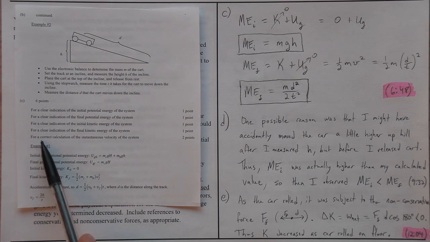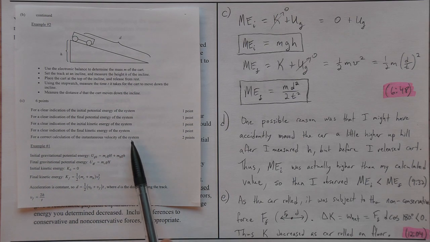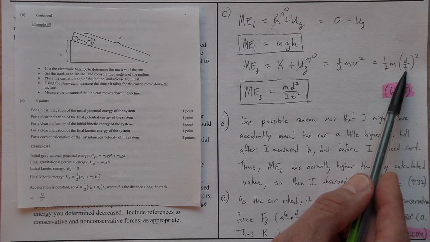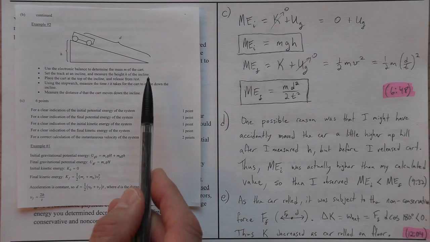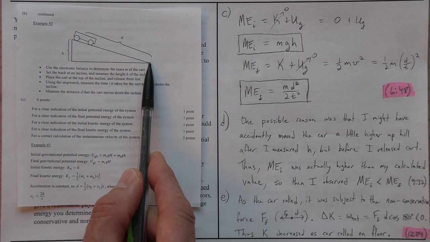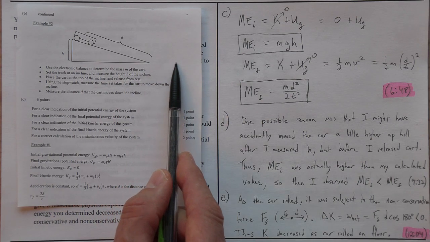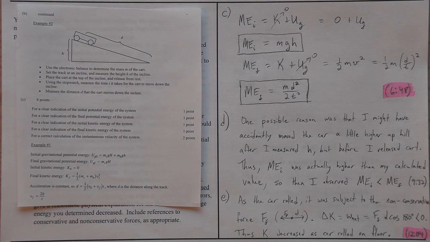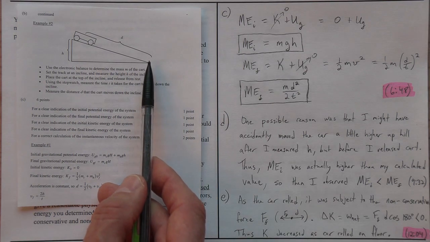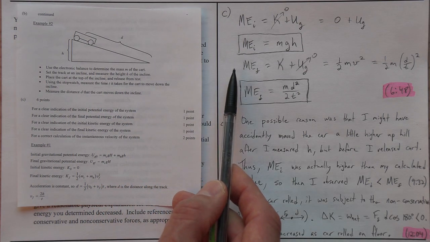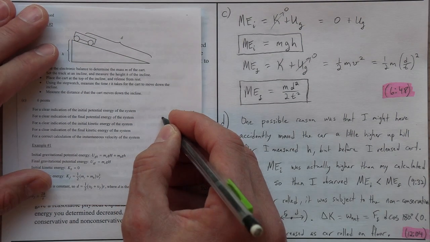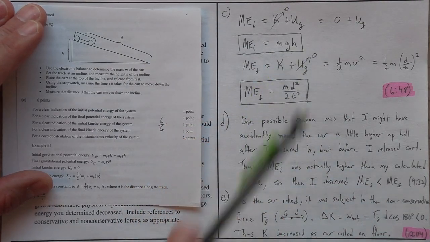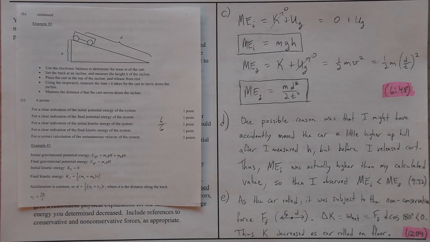And then for a correct calculation of the instantaneous velocity of the system, which I had as d over t at the bottom. Now that's the average velocity along the floor, which happens to be the instantaneous velocity at the bottom of the hill, assuming that it rolls without a loss of mechanical energy. So I think that is the instantaneous velocity here, the average velocity along the floor. So I'm thinking I get the 2 out of 2 there also, leaving me 6 out of 6 on this calculation portion. Okay, so then the next part, the errors.